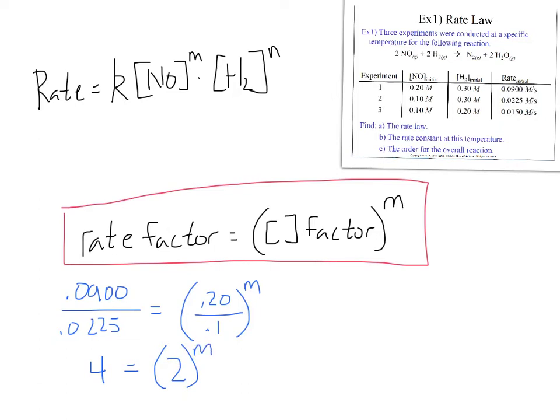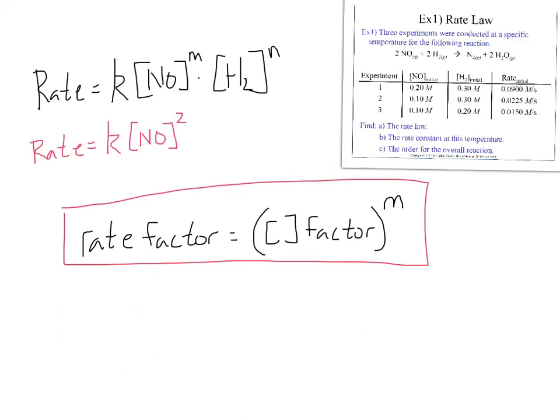So in order for these two sides to be equal, m has to equal 2, which means that the reaction is second order with respect to nitrous oxide. That means if we double the concentration of NO, the reaction rate quadruples. If we were to triple it, it would go up by 9. So it's second order with respect to NO. All right, so we're slowly piecing together our rate law. So far we have rate equals the constant times the concentration of NO, which we now know is squared.